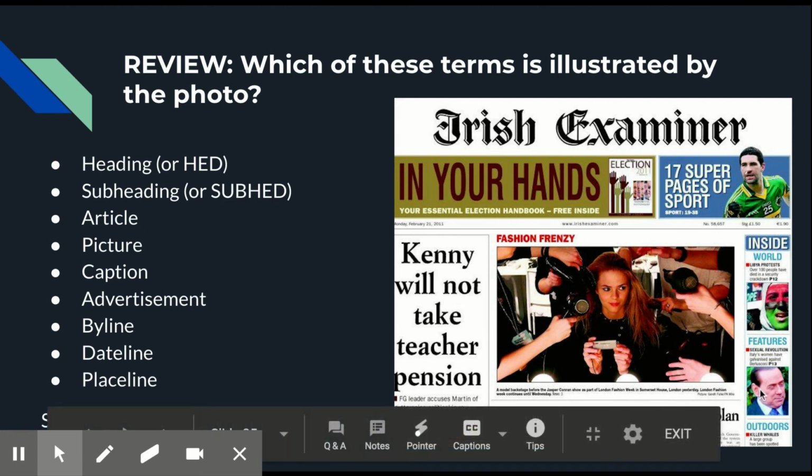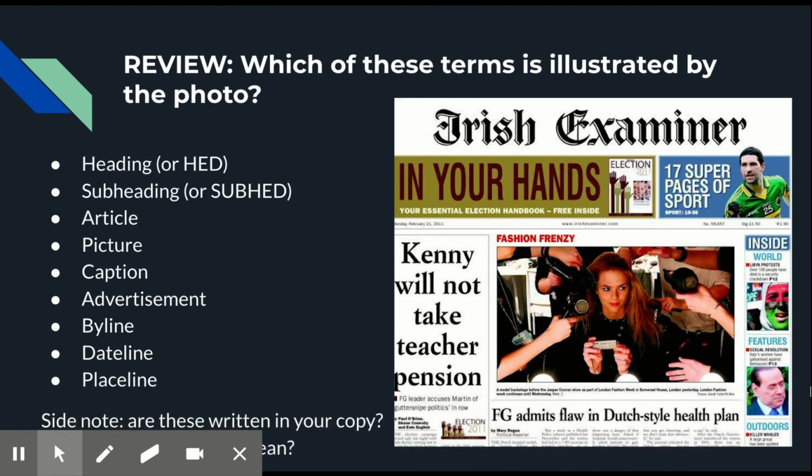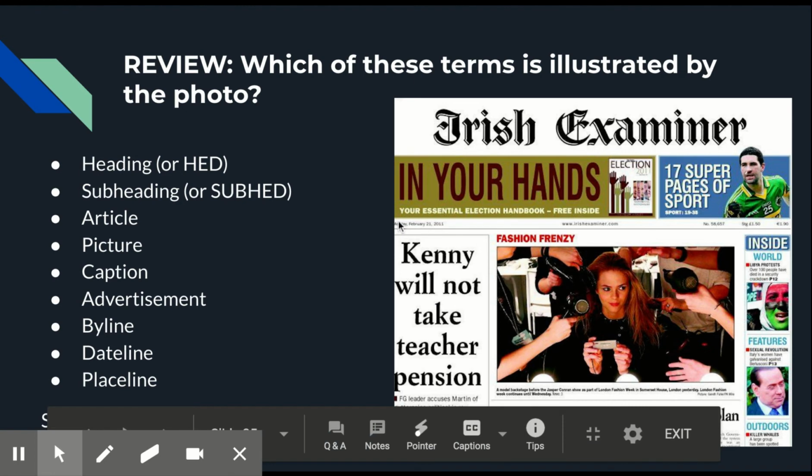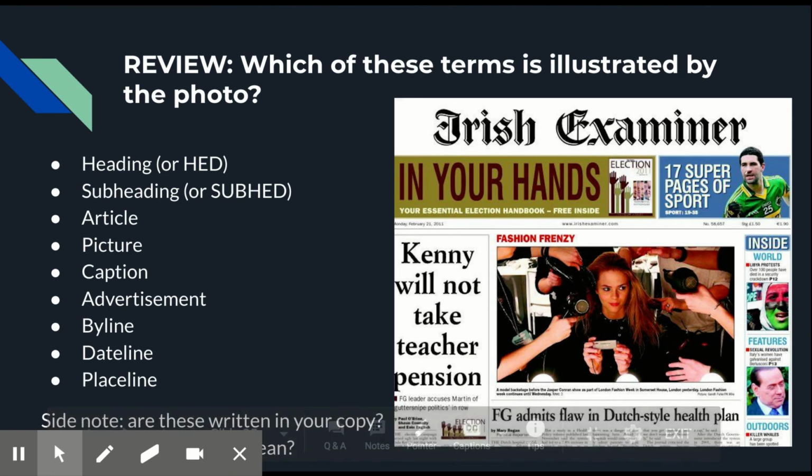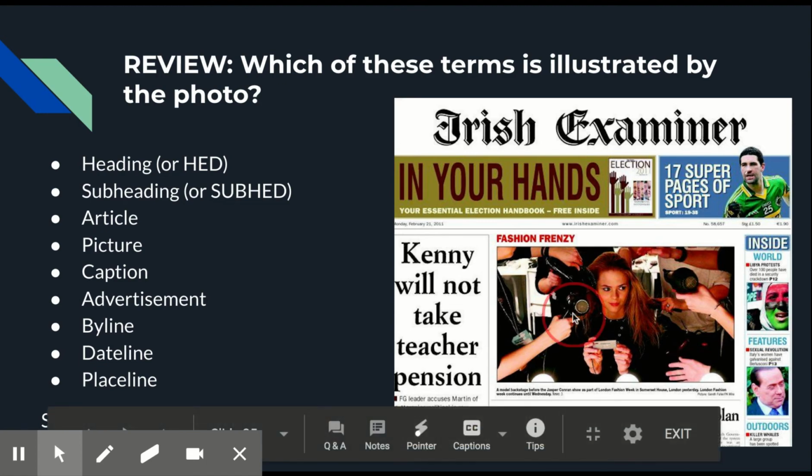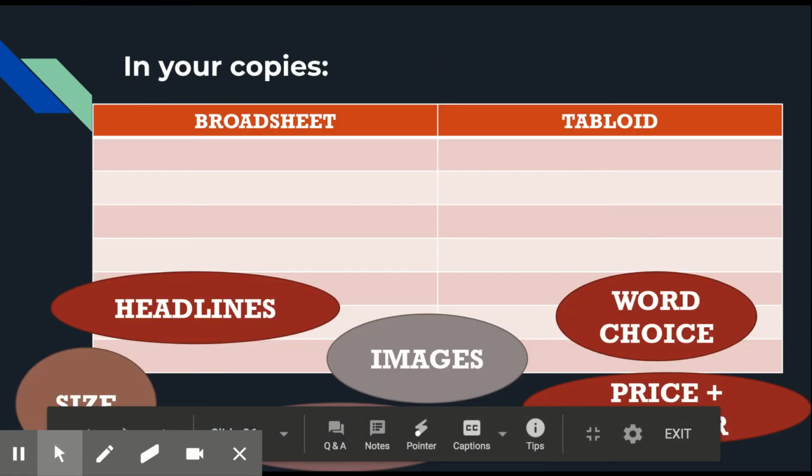Another headline. And if this thing stops popping up in front of it, it looks like there's a date line, and well, here's the date line for the whole paper. Then there are some bylines there too. All right, moving on. So we've reviewed in your copies.